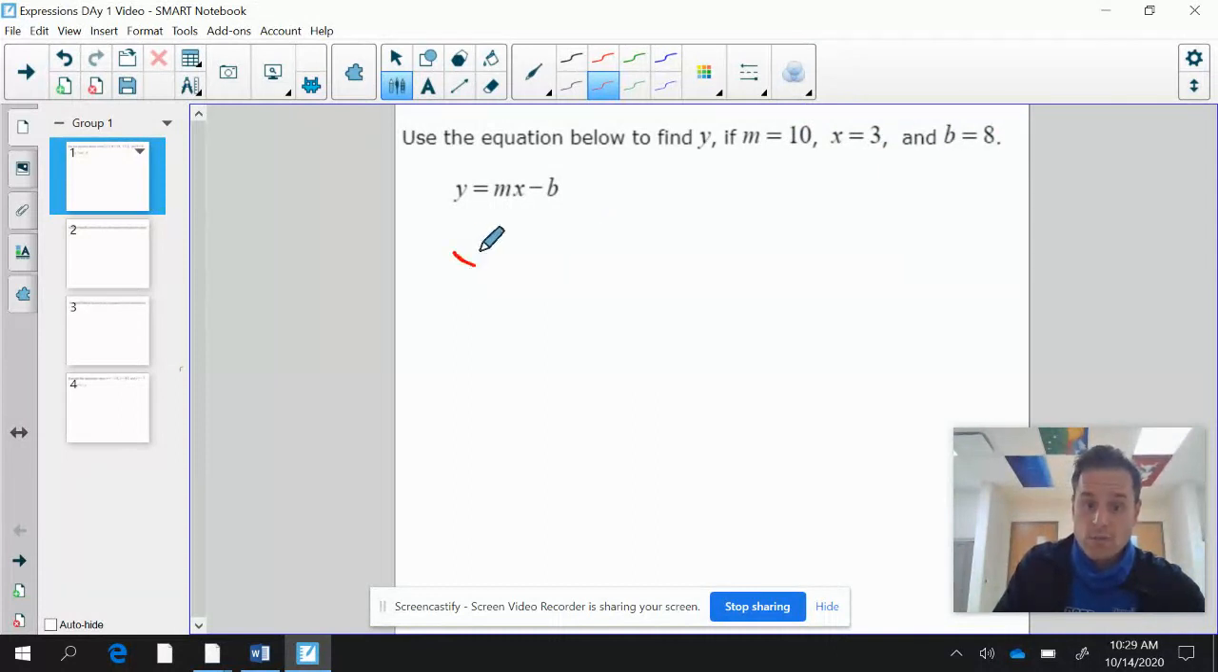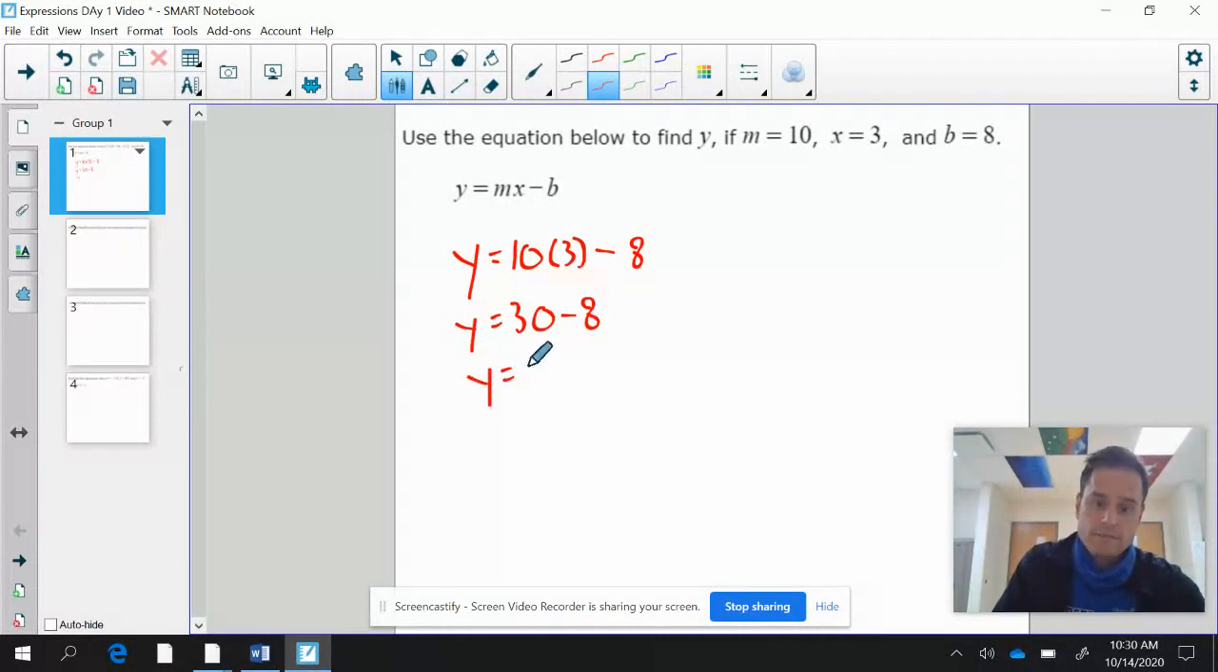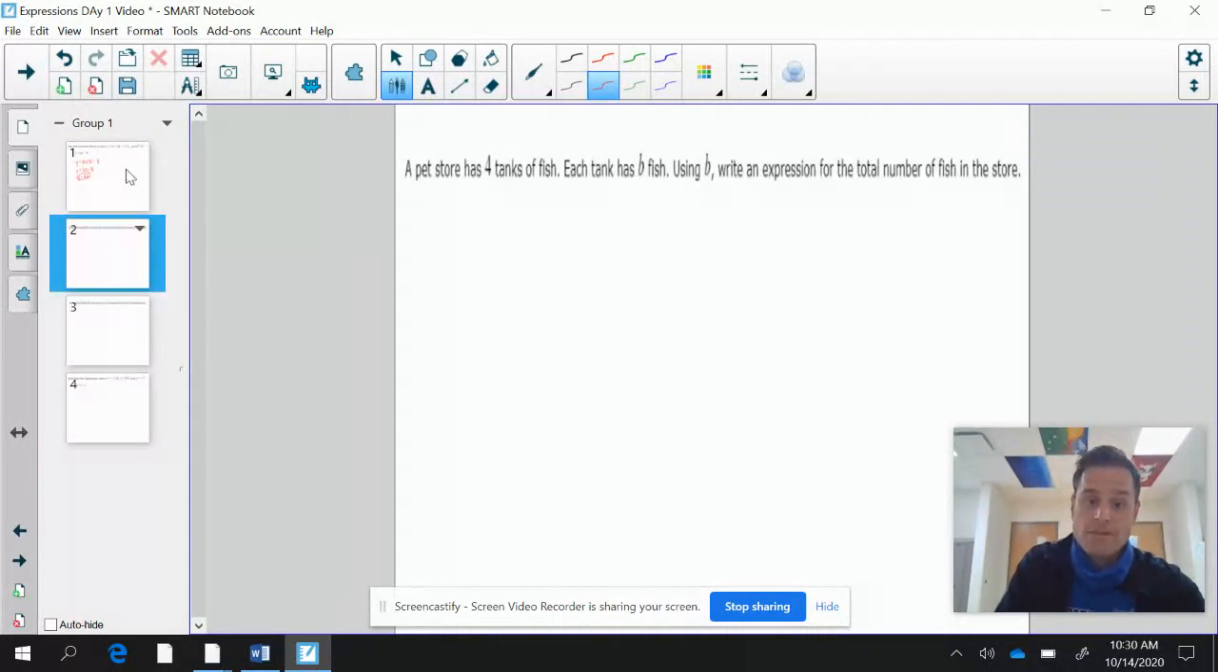So we would write that as y on your paper. M is 10. X, if they're right next to each other, means that it's multiplying. And then we're going to take away the 8. 3 times the 10 is 30. Minus 8 will be 22. And y equals 22. Some of these you should be able to figure out on your own, but if not, that's okay. We're here for you.